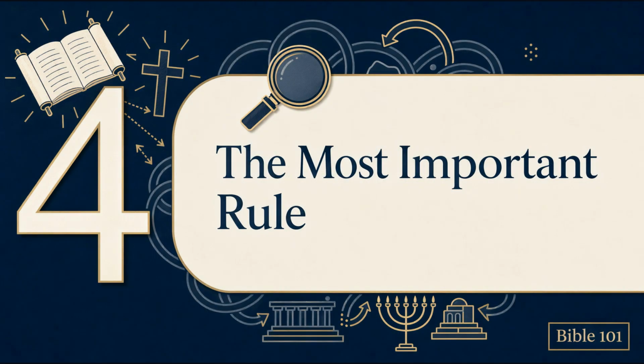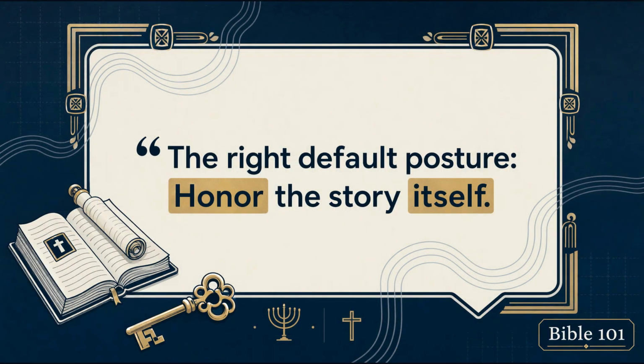So after all this, with all these different categories and checks, what's the single most important rule we need to burn into our brains when we approach the Old Testament? This is it. This is the whole ball game right here. The absolute right way to start. Your default setting should always be to just honor the story itself. Before you go looking for anything else, just let the story be the story.